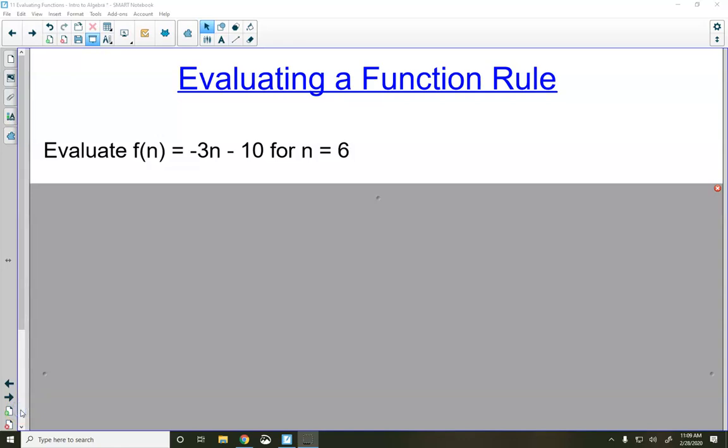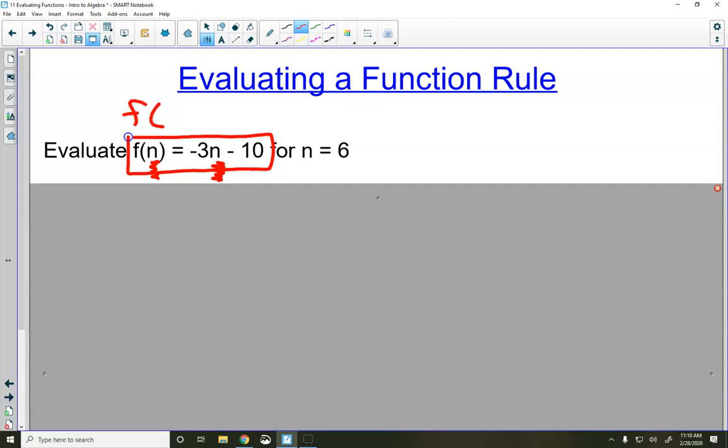Evaluating a function rule. We're going to evaluate the function f(n) = -3n - 10 when n is equal to 6. The function rule is right here. Okay? The function of n equals negative 3n minus 10. Whatever variable is in here is what you'll see represented in the parentheses here. Again, this f of n is not part of the solving process.